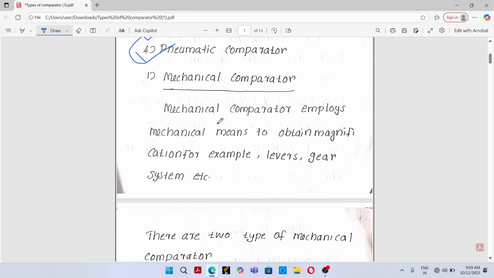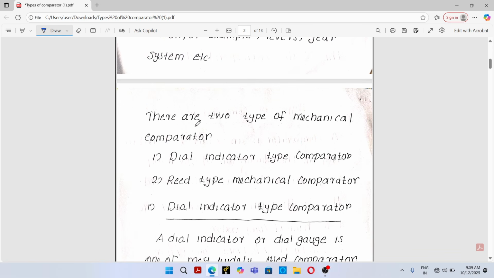Lever system or gear system, etc. can be used. There are two types of mechanical comparator: dial indicator type comparator and, second one, reed type comparator. So these are the two types of mechanical comparator: dial indicator type comparator and reed type mechanical comparator.